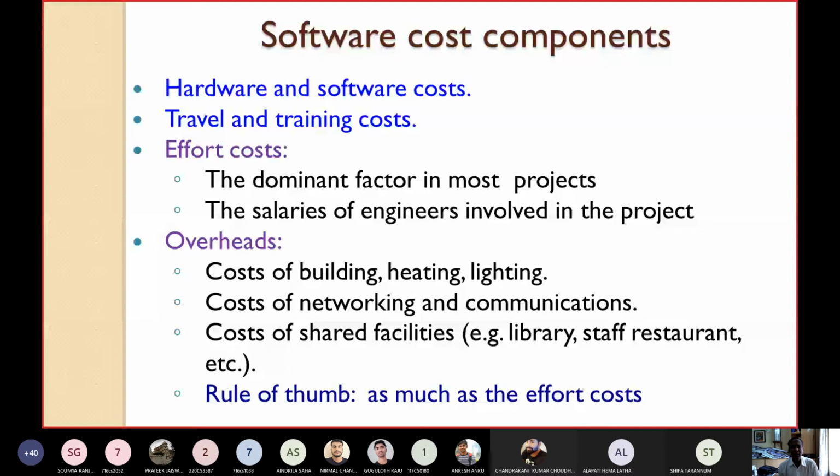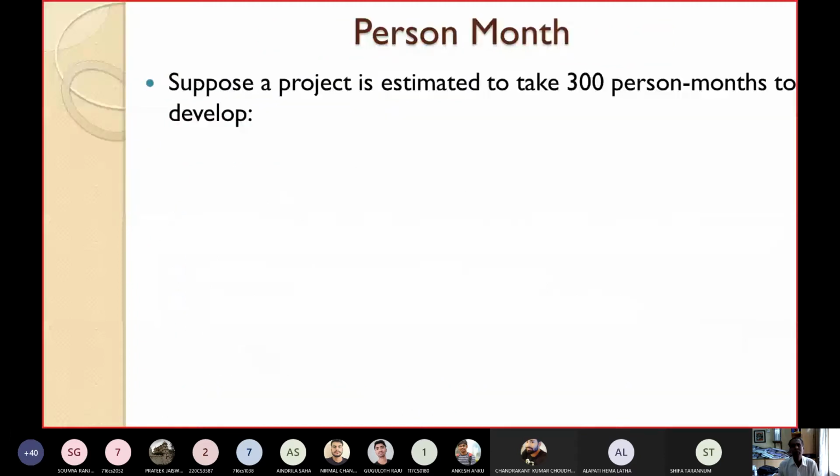Cost of networking and communications, cost of infrastructure, cost of shared facilities like library, staff, restaurant, canteen, if any. Those things you have to consider. The rule of thumb is that this overhead should be as much as the effort cost. Normally it is taken that way. So these are the various components of your software cost.